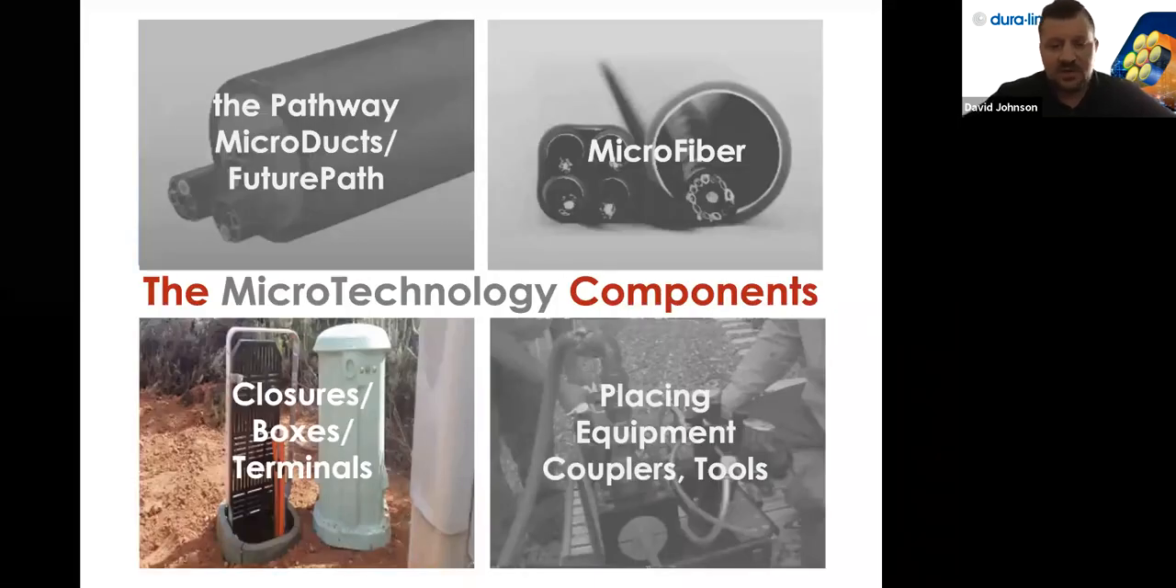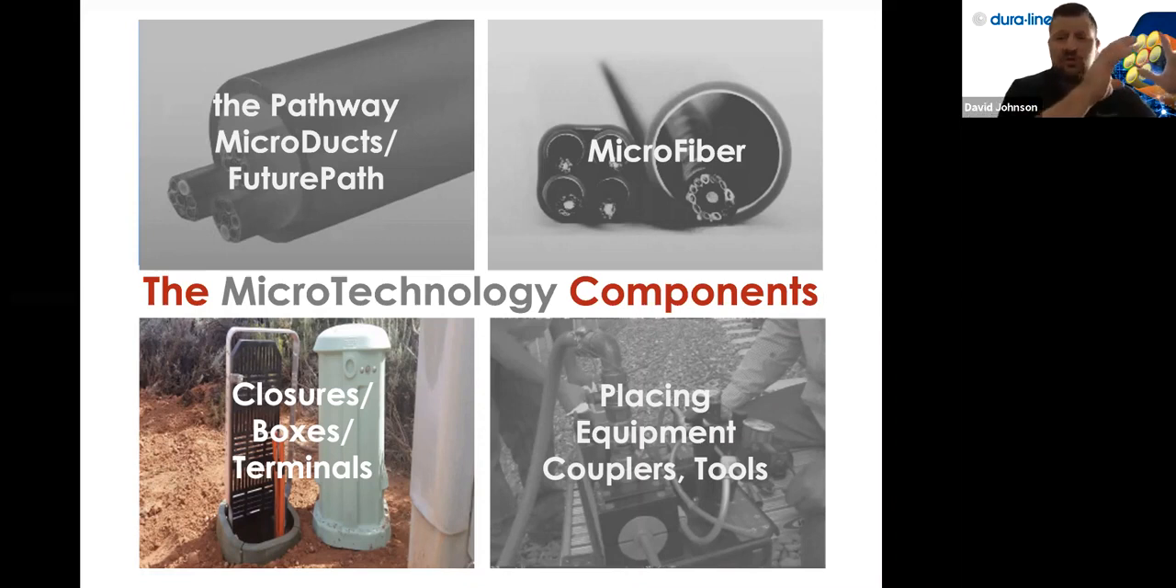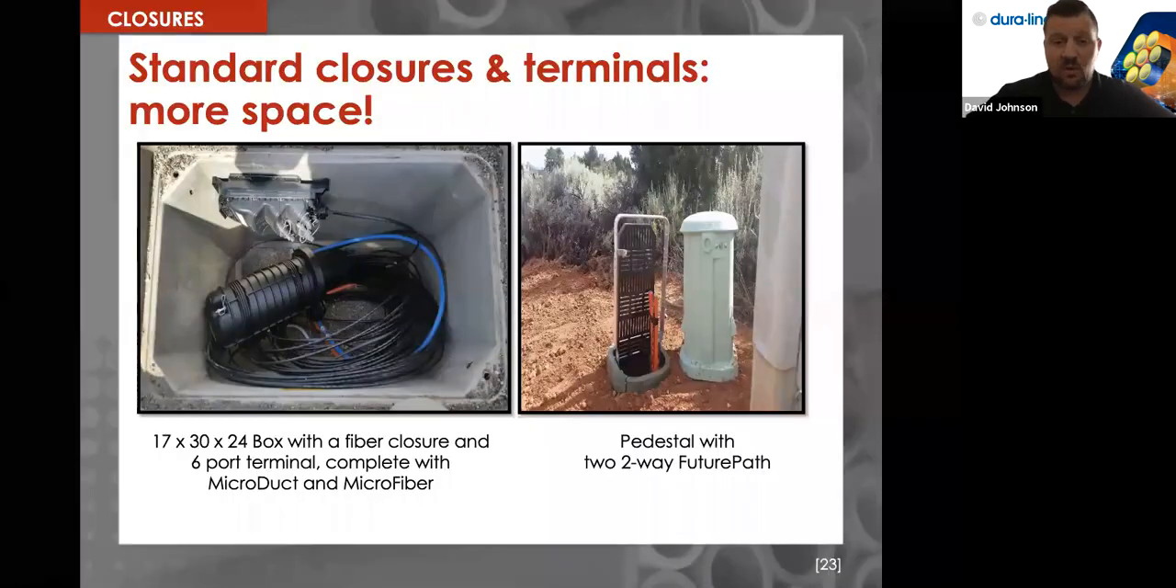Next section here. What's great about this section is really nothing changes with the technology, right? You went from 1.25 inch, 2 inch. Now we're going to microducts and future path. Then you've got micro cables. You went from standard cables to micro cables with closures, boxes, and terminals. Really nothing has to change, but it is important to talk about it, discuss it.